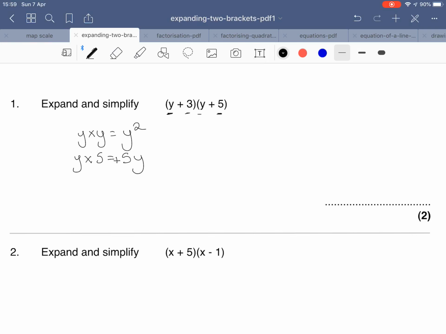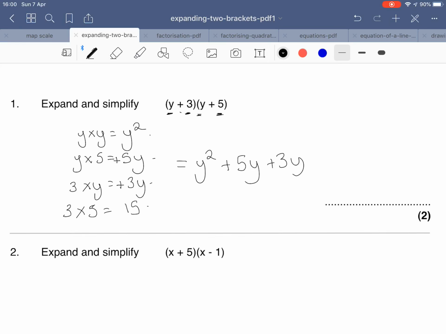Now I'm going to do the 3 times the y. So 3 times y is 3y, and there was a plus, so I'm going to put a plus. Now I'm going to do the 3 times the 5, which is 15. So I've got first is y squared plus 5y plus 3y plus 15, because a plus and a plus make a plus.